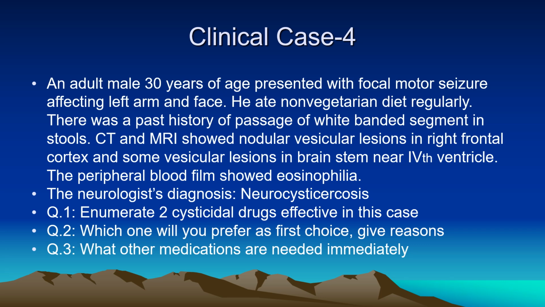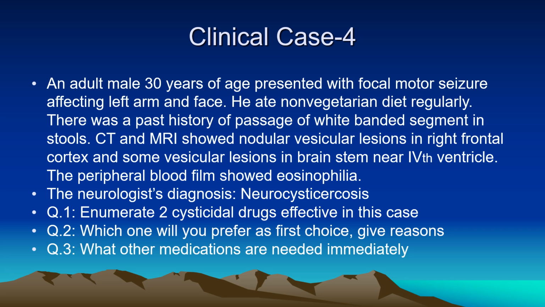CT-MRI showed nodular vesicular lesions in the right frontal cortex and some vesicular lesions in the brain stem near the fourth ventricle. The peripheral blood showed eosinophilia. The neurologist's diagnosis is neurocysticercosis after confirmation on CT-MRI. Now the question is, enumerate two cysticidal drugs effective in this case.